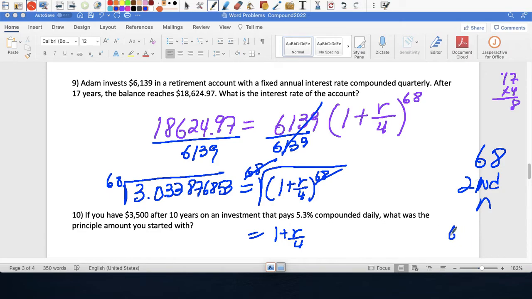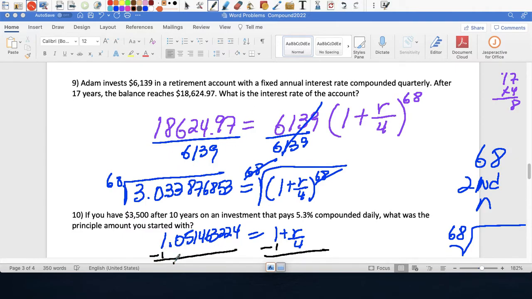Your screen should have this blinking right now. And inside the radical, we're going to enter that number, 3.033876853. Enter, and we get this number, 1.0514632224. All right, so now things are really easy. Subtract 1 from both sides. On the left side, we're left with 0.051463224.